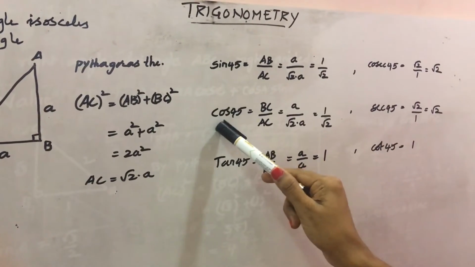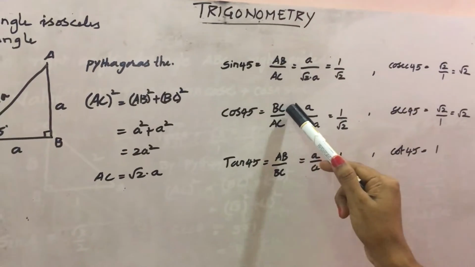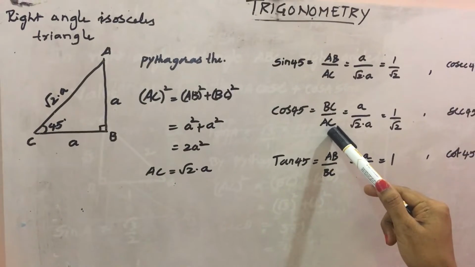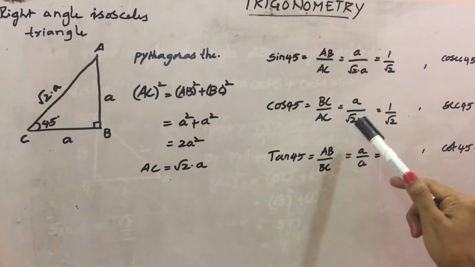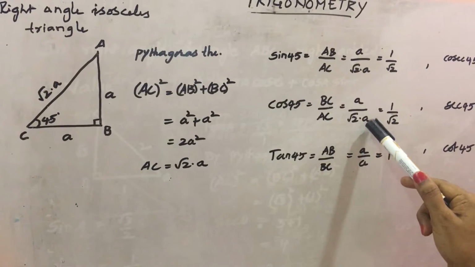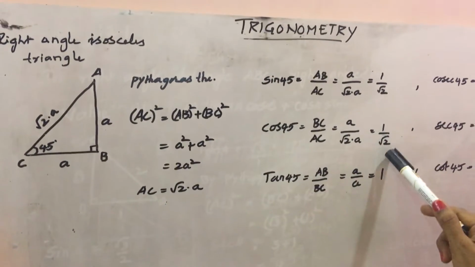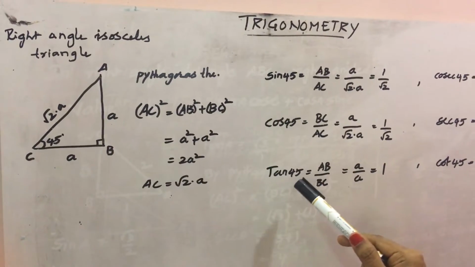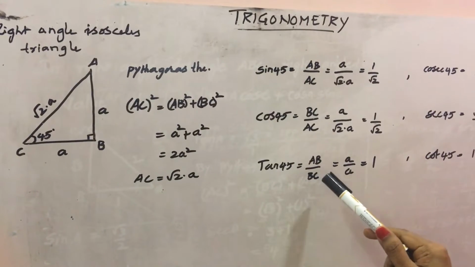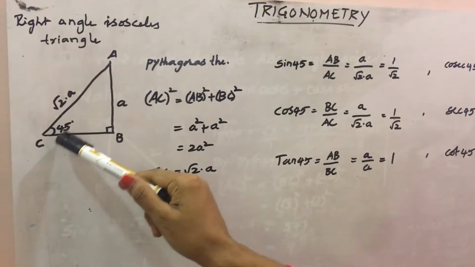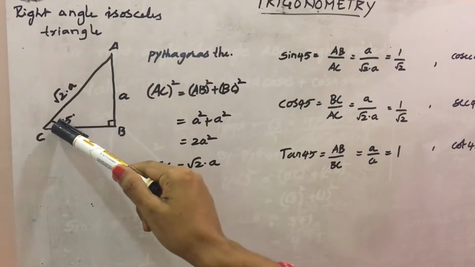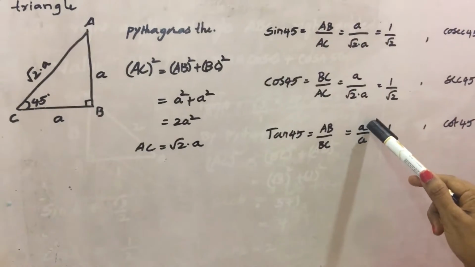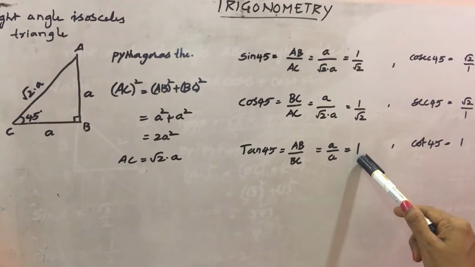Next, we take cos 45, which is equal to BC by AC. BC is the adjacent side to 45 degrees. AC is hypotenuse. BC is equal to, we know, A, by AC, which is root 2 into A. If you cancel A and A, you will get 1 by root 2. Now let us take tan 45. What is the definition of tan 45? Opposite side to 45 by adjacent side to 45. Here what is opposite side to 45 degrees? AB. What is adjacent side to 45 degrees? BC. AB by BC is equal to, we know, A by A, gets cancelled, which is equal to 1.